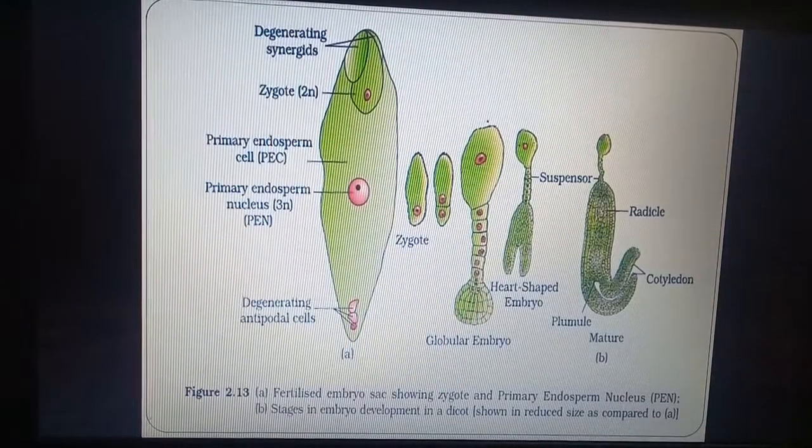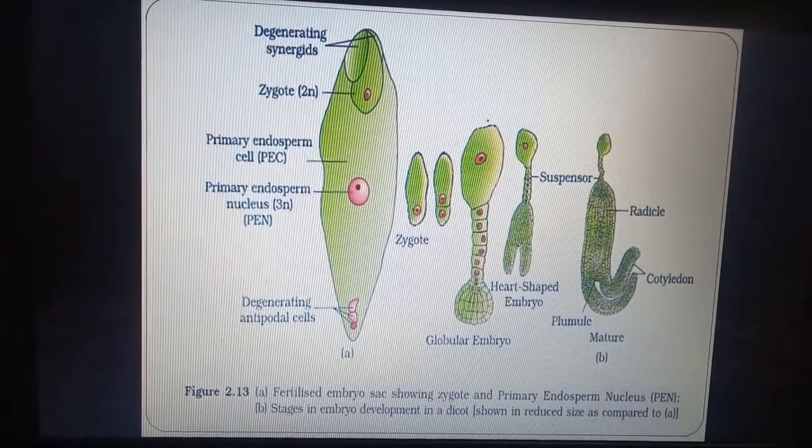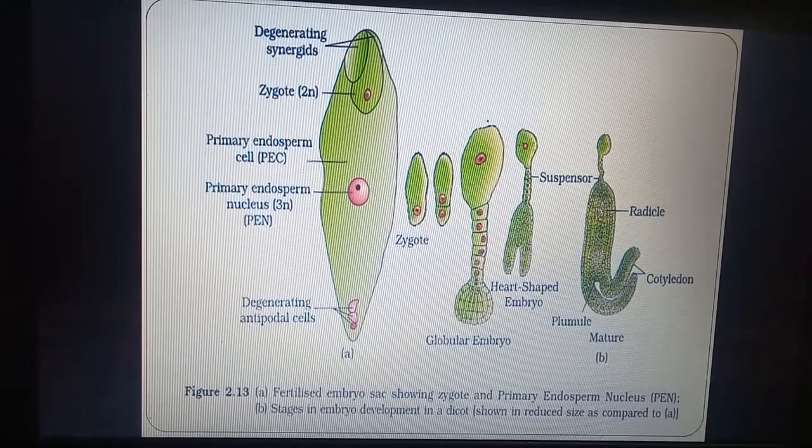In this diagram we can see A, the fertilized embryo sac showing the zygote and primary endosperm nucleus. The antipodal cells degenerate. In the center, the primary endosperm nucleus is formed. The surrounding central cell is now called the primary endosperm cell. The egg cell which fused formed the zygote, which is diploid, and the synergids also degenerate.